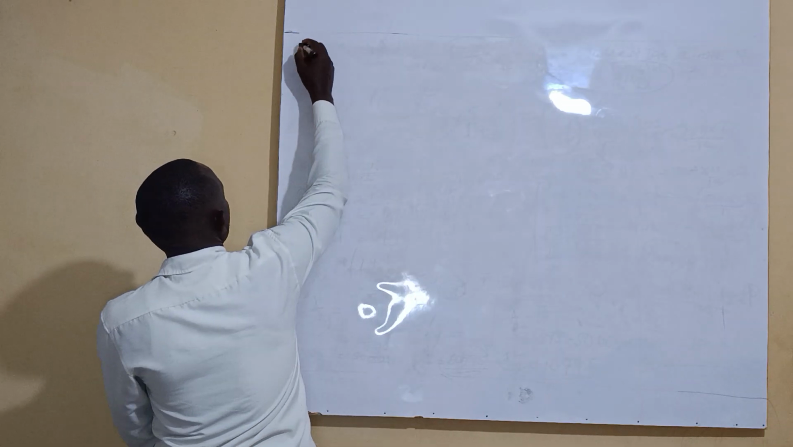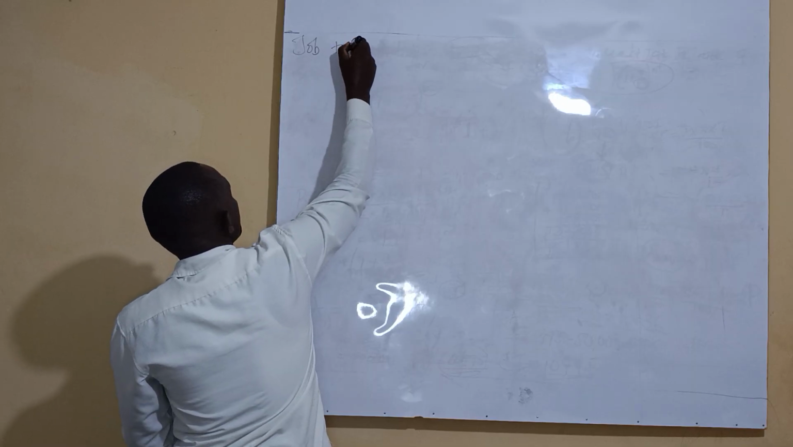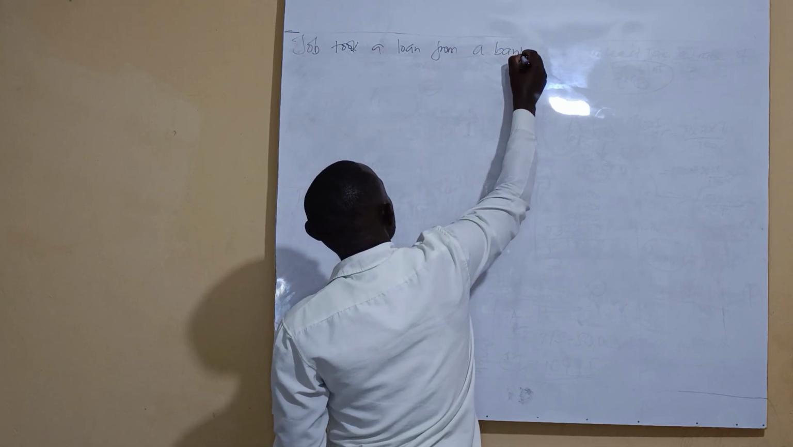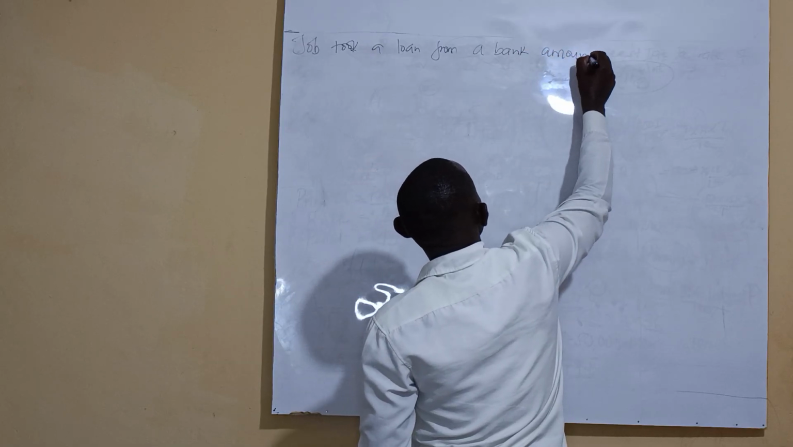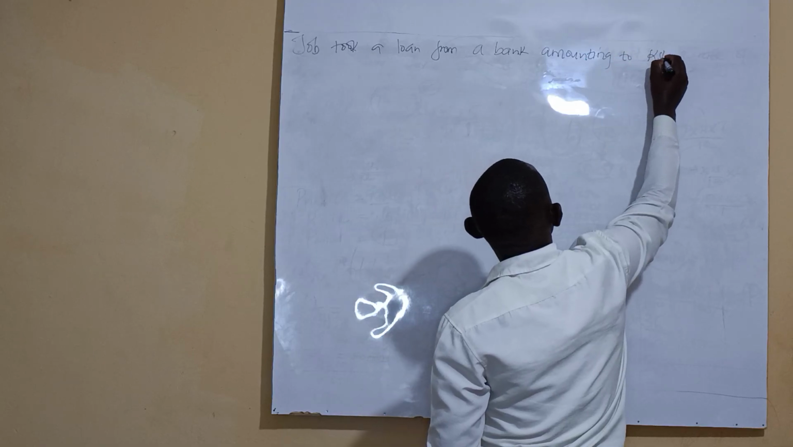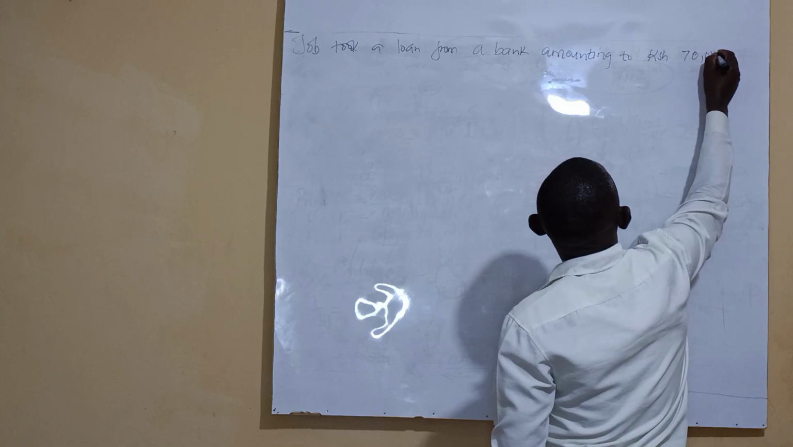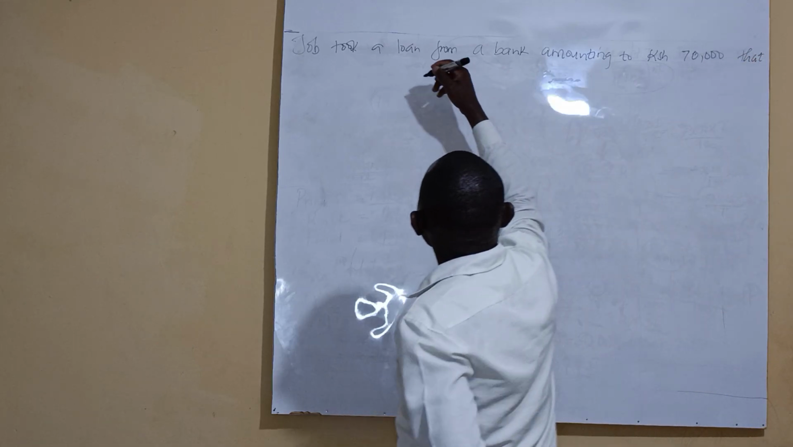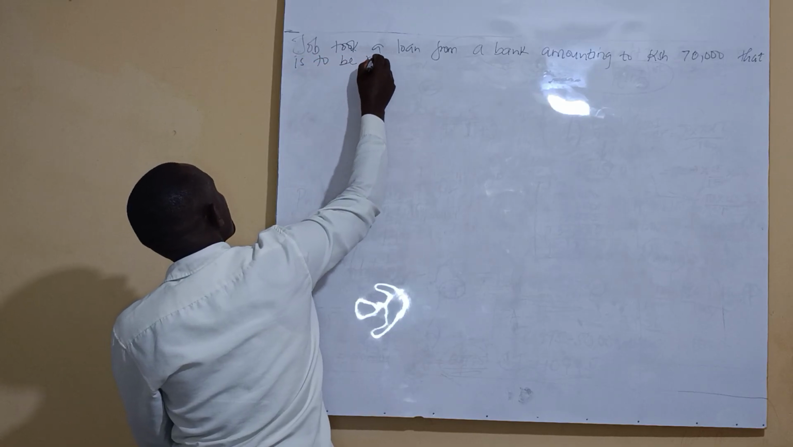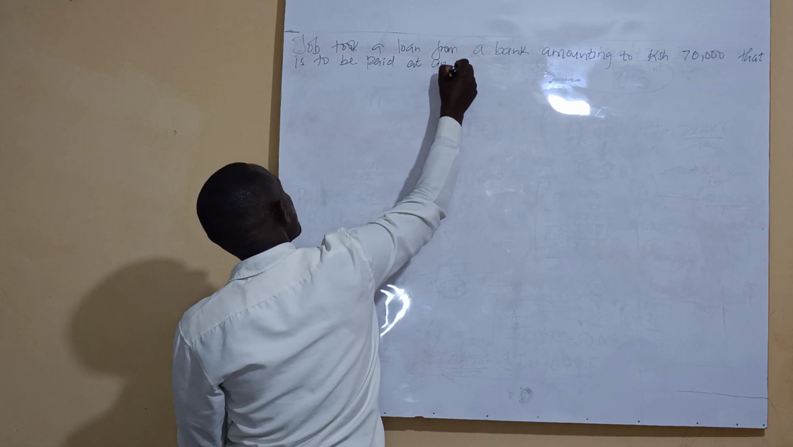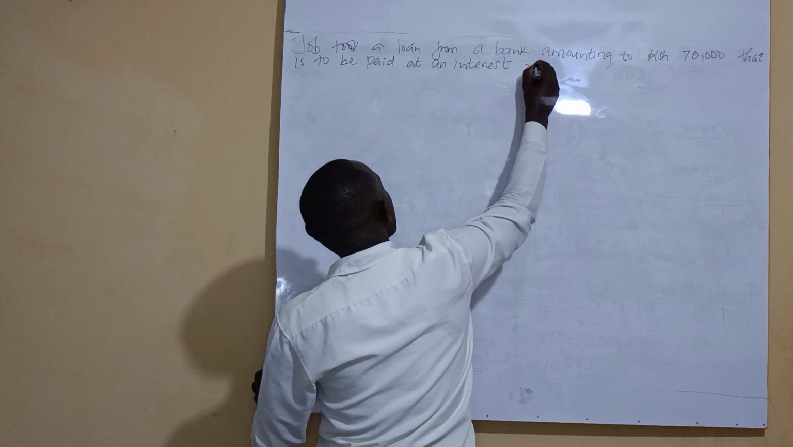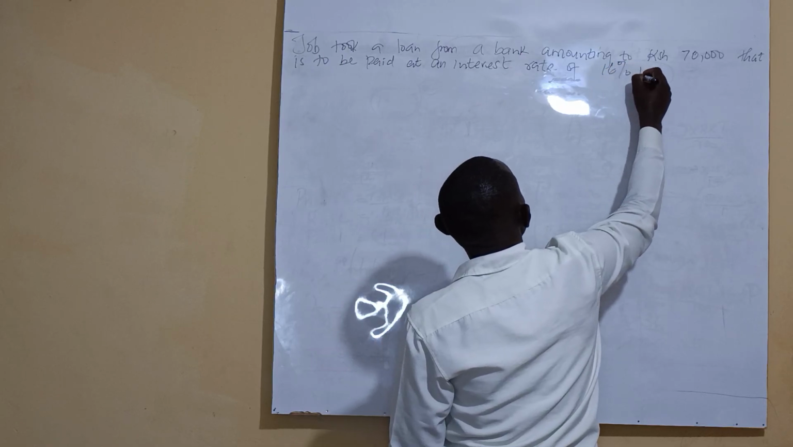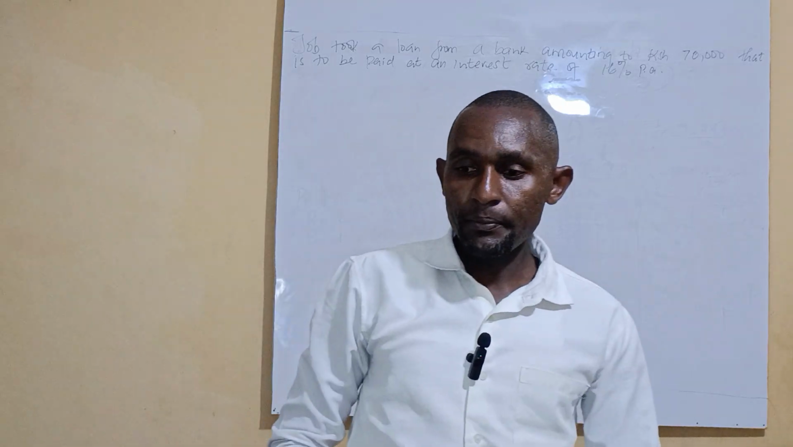Assuming that Job took a loan from a bank amounting to Kenya shillings 70,000, that is to be paid back at an interest rate of 16% per annum.